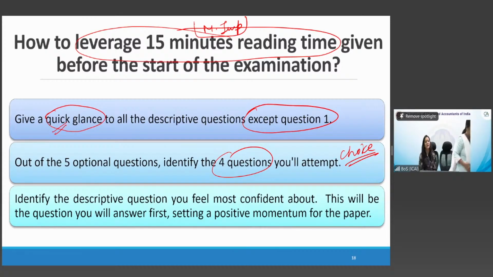Identify the descriptive question for which you feel most confident. This will be the question you will answer first, setting a positive momentum for the paper. Right? As we know, first impression is the last impression, which we have generally heard, and that holds true in the examination also. Because if you write the question you are confident about, it will save your time. It will give a positive impression to the examiner who is checking your paper.